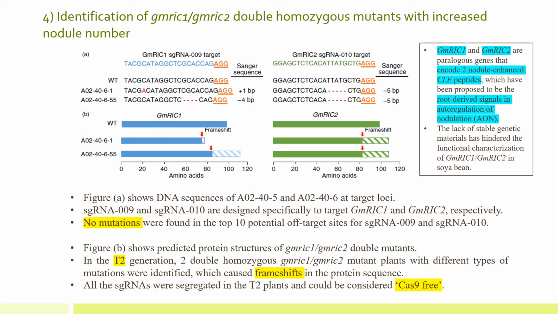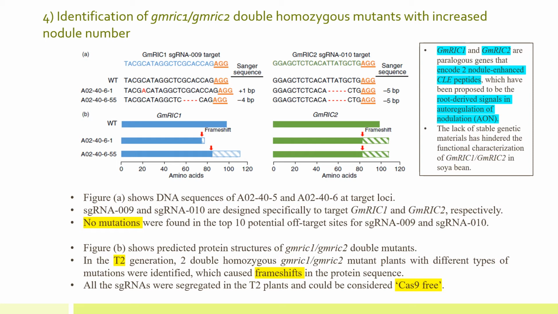Figure A shows the DNA sequence of these two targets. SgRIC9 and SgRIC10 are designed specifically to target these two genes. No mutations were found in the top 10 potential off-target sites for SgRIC9 and SgRIC10. Figure B shows the predicted protein structures of these two double mutants.